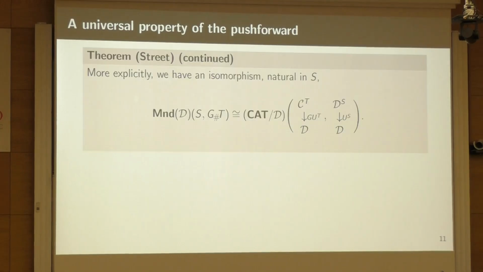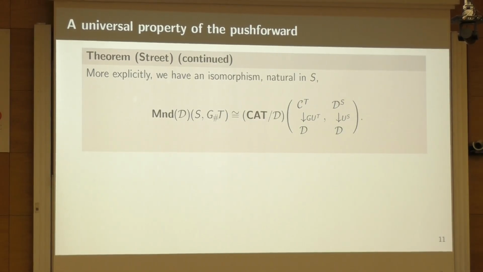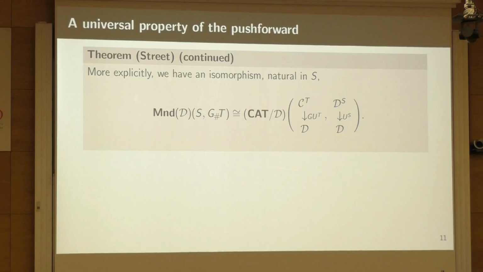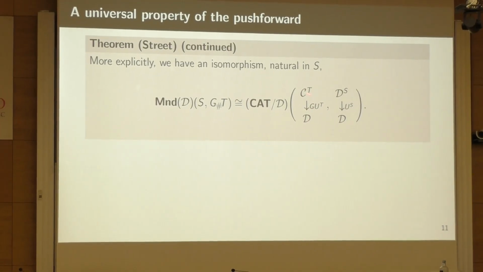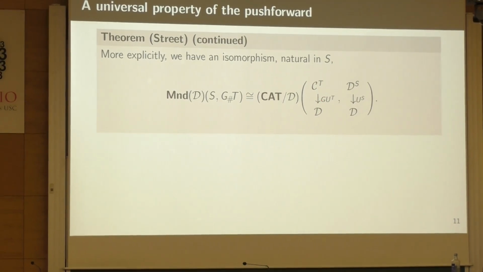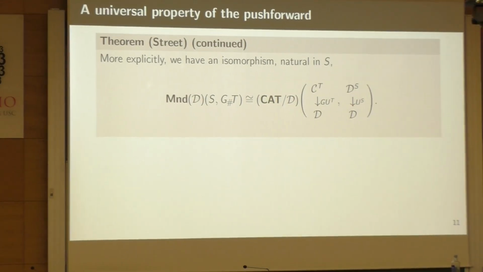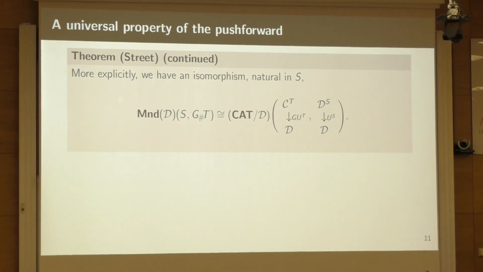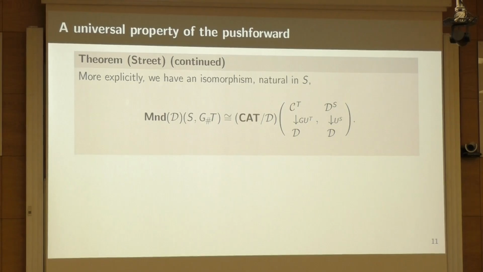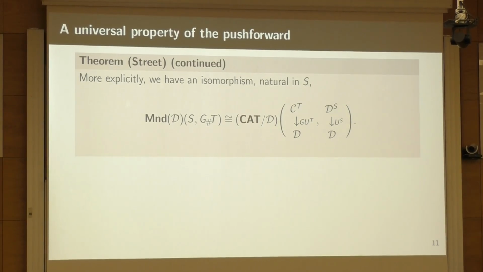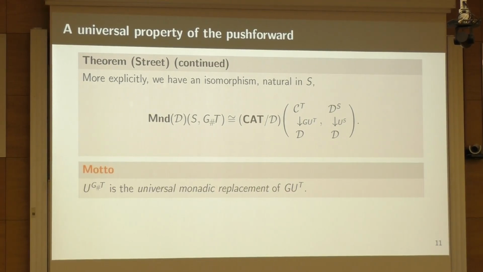Let me say that a bit more explicitly. So it says that I have an isomorphism like this, natural in S. So every time I have a functor over D from this G to a monadic functor, so the forgetful functor from a category of algebras, I get a map of monads going the other way to the pushforward. And so the nice thing about this is it gives us this motto that the forgetful functor for the pushforward monad is the universal monadic replacement of this G.